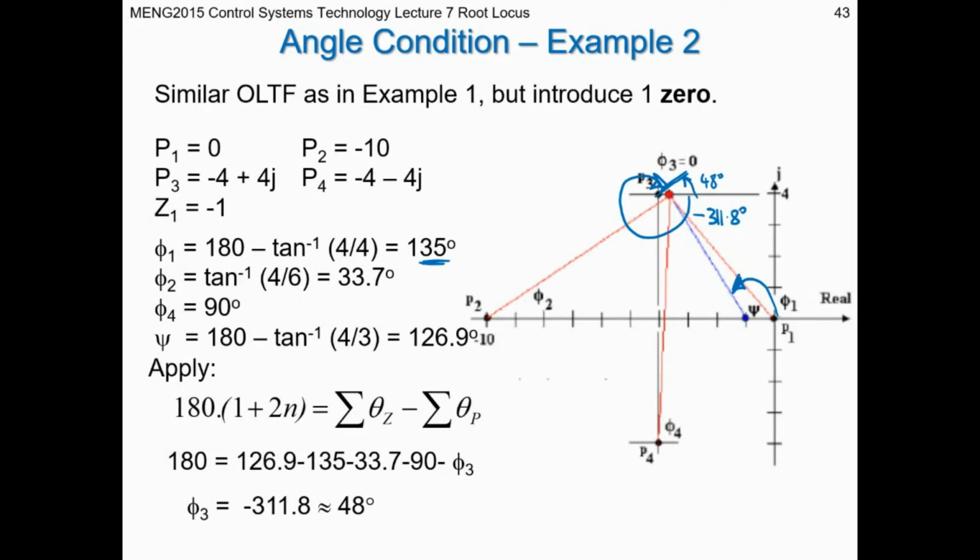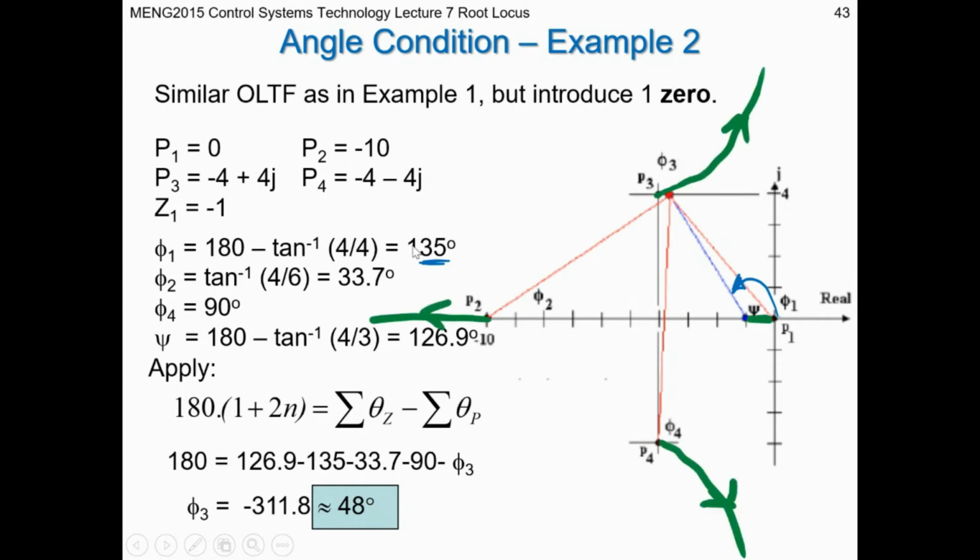So the angle of emergence now is shifted because we've introduced this zero. It's going to change the way the loci look, right? We've got this angle of emergence of 48 degrees now. So I've sketched on here again what our new locus will look like. Now we have a zero. That means that we have 3 asymptotes instead of 4.